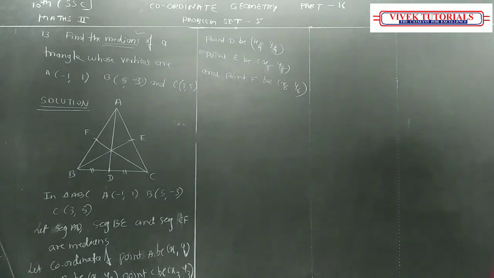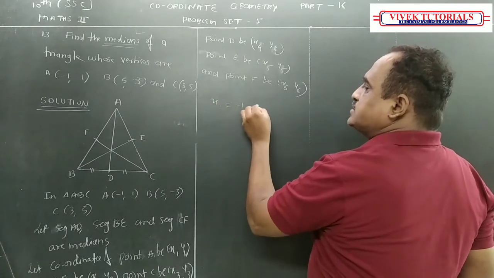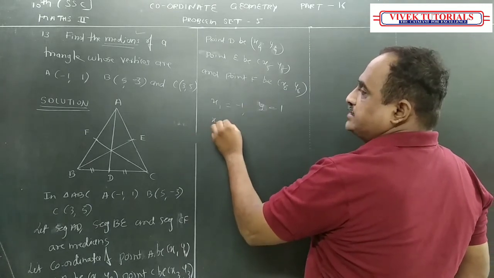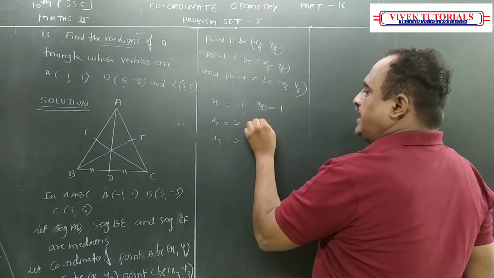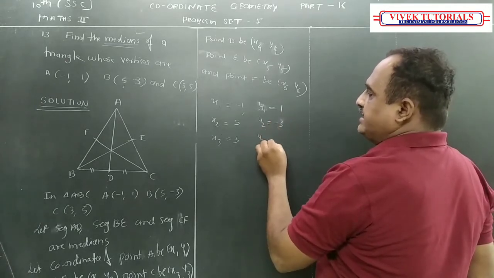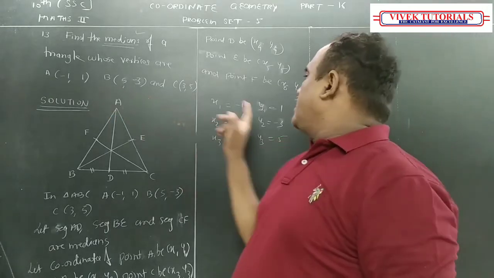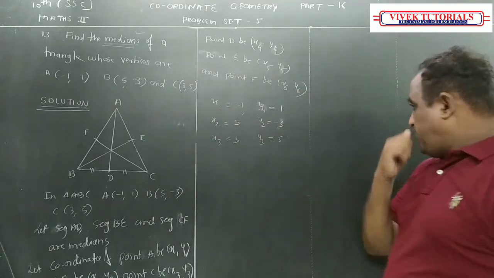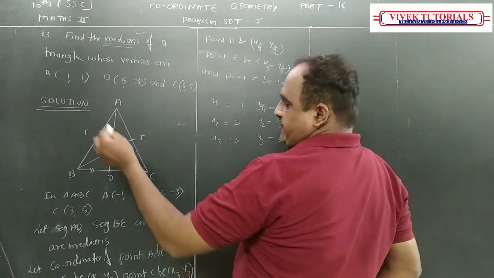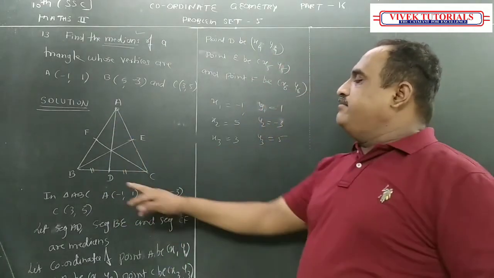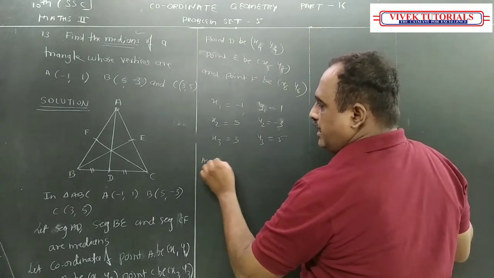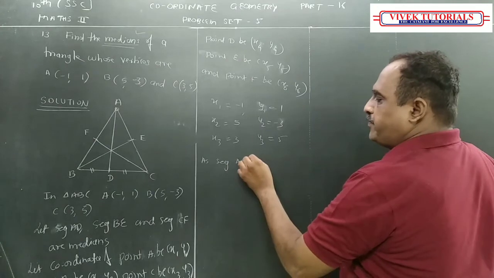In that, we know only the values: x1 is -1, y1 is 1, x2 is 5, y2 is -3, x3 is 3, and y3 is 5. We check it. (-1, 1), (5, -3), and (3, 5). Now we know the statement that if AD is a median, then D must be the midpoint of segment BC, as segment AD is a median.